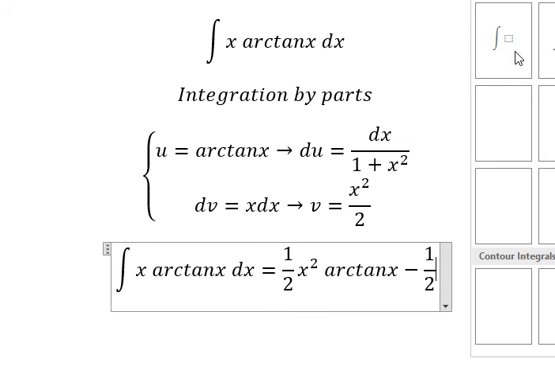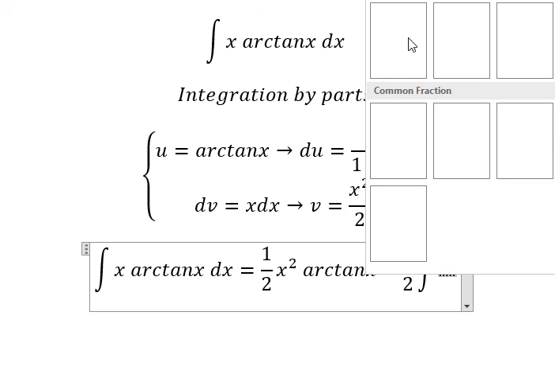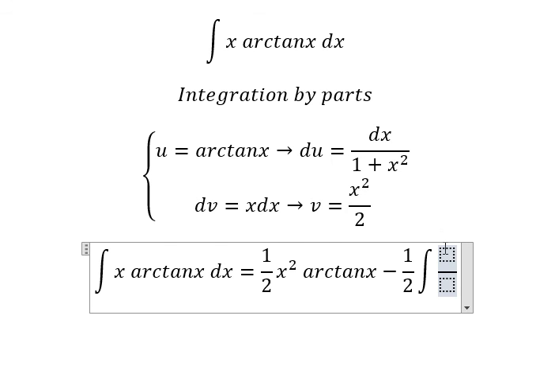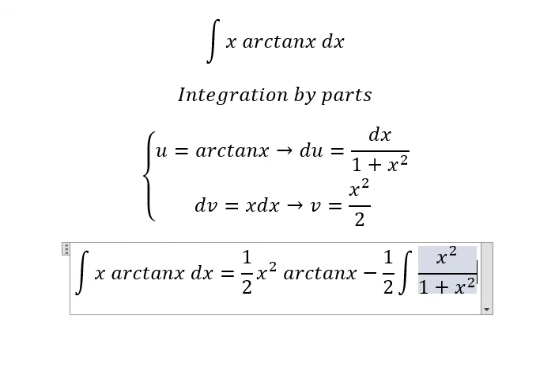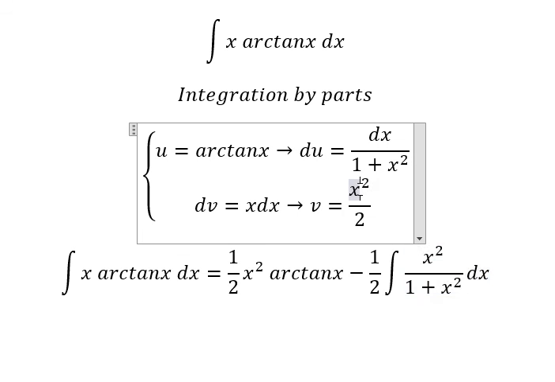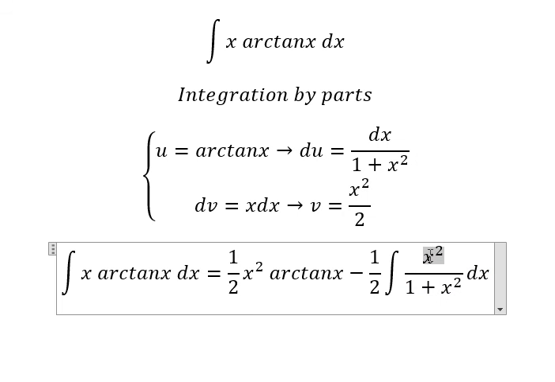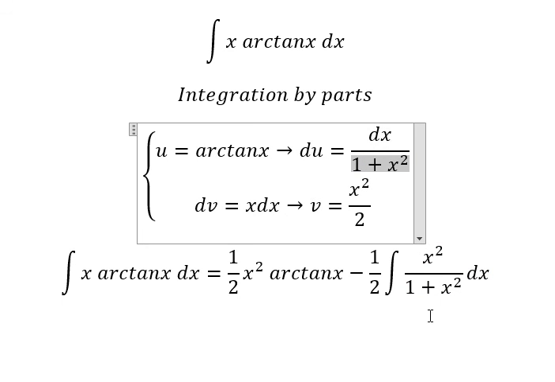and we have the integration of s squared over 1 plus s squared ds. S squared goes in here, and 1 plus s squared goes in here.